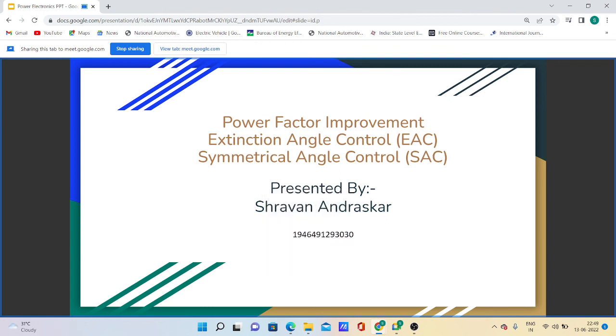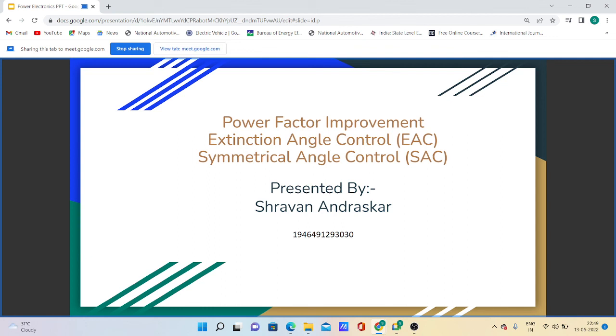Hello, my name is Shravan Andraskar and I am going to cover the topic power factor improvement techniques. In this, I will cover extinction angle control technique and symmetrical angle control technique.